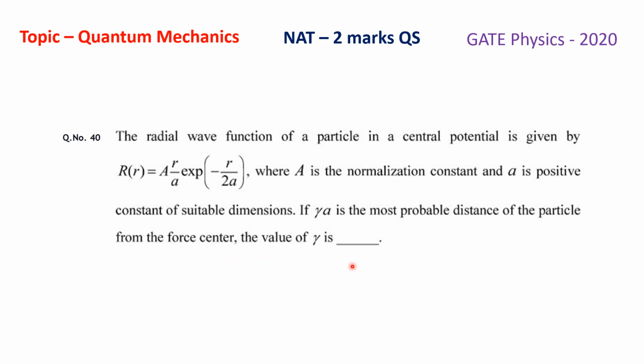so we have to find the value of γ so that γa is the most probable distance of the particle from the force center in this question. Let us see how to solve this problem.